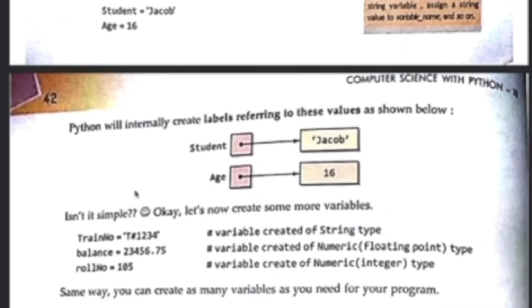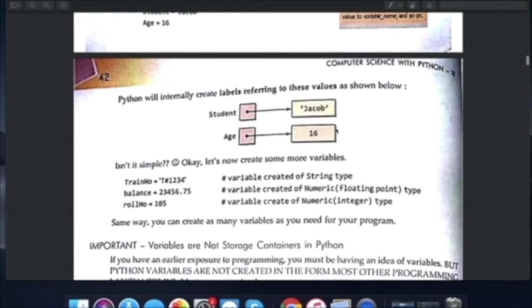In Python, internally these can be represented like the diagram shown here. A particular box has been created which is holding the value Jacob, and this student variable name is actually working like a pointer or a label which is pointing to this box. Again the same thing, we are keeping the 16 in another box, and age is again working as a label pointing to this particular box.